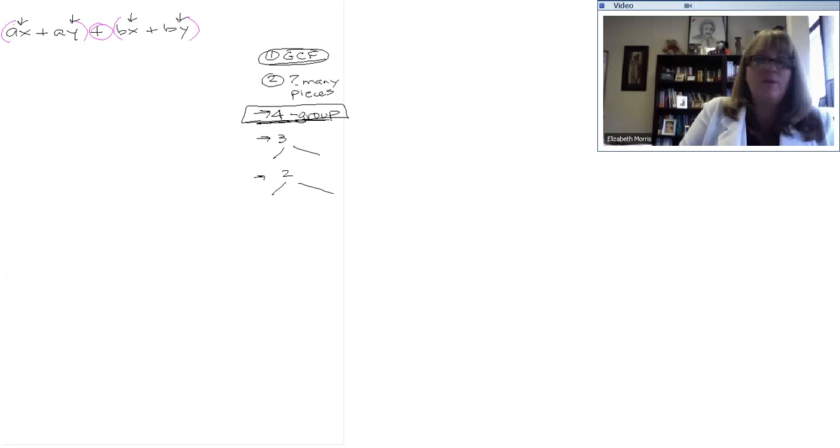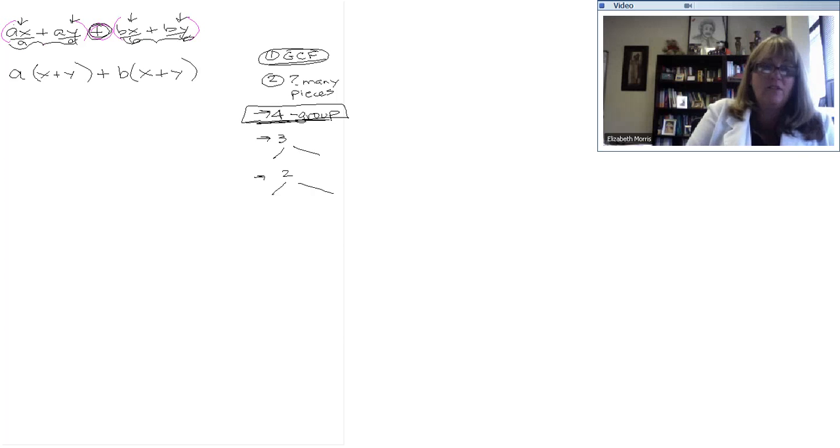Now, by doing that, I am just going to look at this and say, is there anything I can take out? Well, these 2 both have an A. So if I divide both pieces by A, I'm left with A times (X plus Y). Plus, what do these have in common? Well, they both have a B. If I divide by B and I divide by B, I'm left with X plus Y.